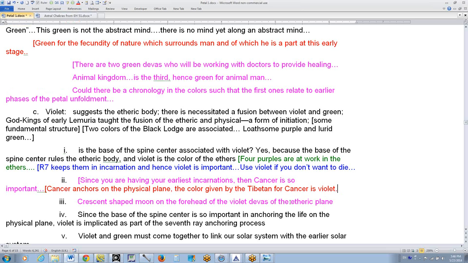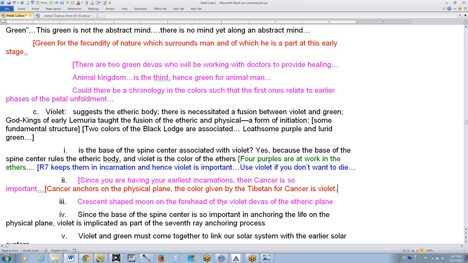Since the base of the spine center is so important in anchoring the life on the physical plane, violet is implicated as part of the seventh ray anchoring process. It's the seventh center from a certain point of view. It's related to the etheric body. The violet devas serve the etheric body. The violet devas have the crescent moon.